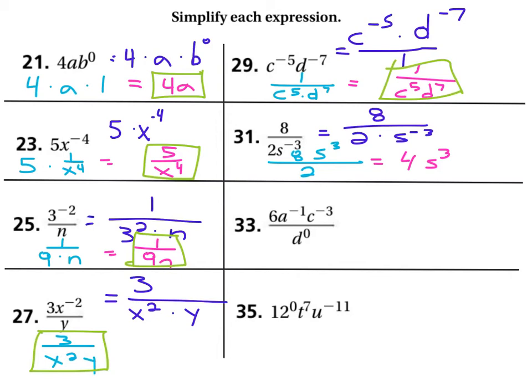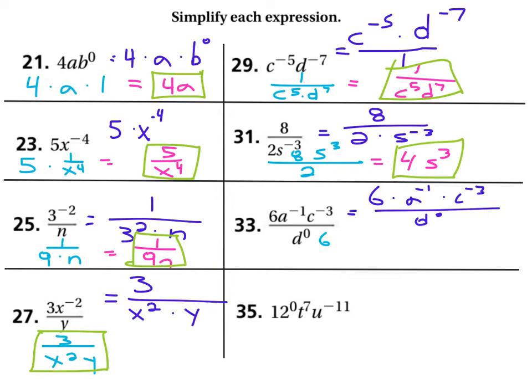Let's do these last ones. Let's see. I'm going to rewrite this out, breaking everything up. We've got c times a to the negative 1 times c to the negative 3 all over d to the 0. Okay, so what? Well, let me box that last answer. So what you've got now is you've got a 6 on top.